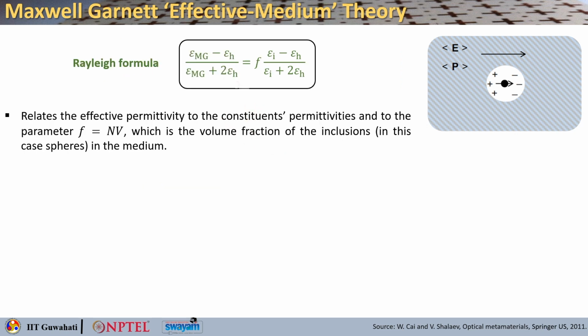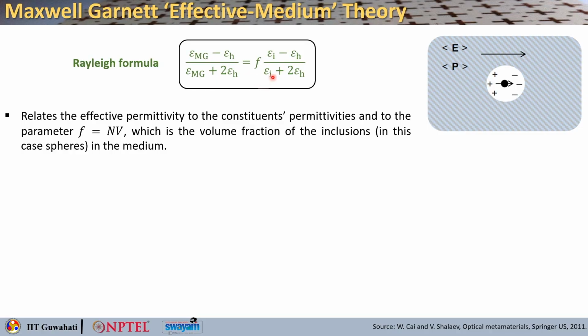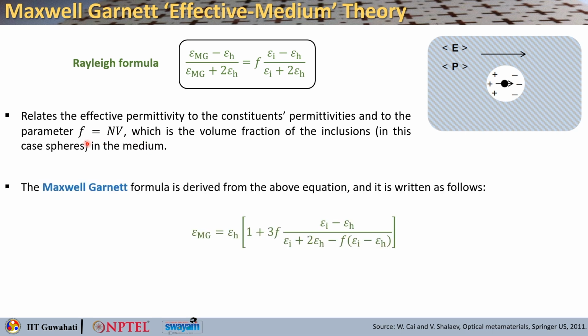So, this particular equation is also known as the Rayleigh formula that relates the effective permittivity of this effective medium epsilon_mg to the constituents' permittivity, which are epsilon_i and epsilon_h, for the parameter known as volume fraction f, that is calculated as nV. So, V is the volume, n is the number, right. So, this basically gives you the volume fraction of the inclusions in a particular medium.